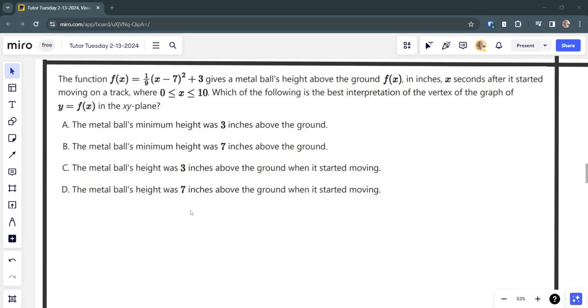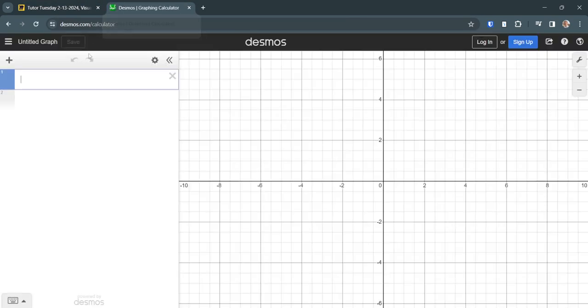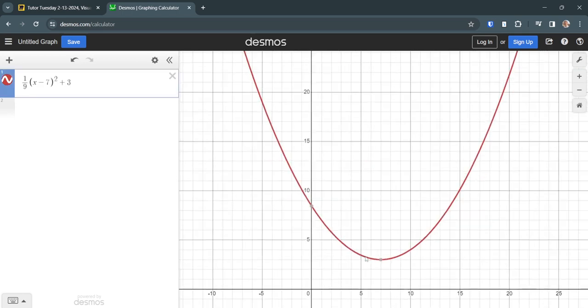It says here the function f of x equals 1/9 (x minus 7) squared plus 3 gives a metal ball's height above the ground, x seconds after it started moving, and so on. What's the best interpretation of the vertex of the graph in the xy plane? I mean, this one, you don't really have to graph in particular, but you do have to understand the characteristics of the graph, and sometimes graphing it out in Desmos might help you figure that out. Like (x minus 7) squared plus 3. So this is what it looks like.